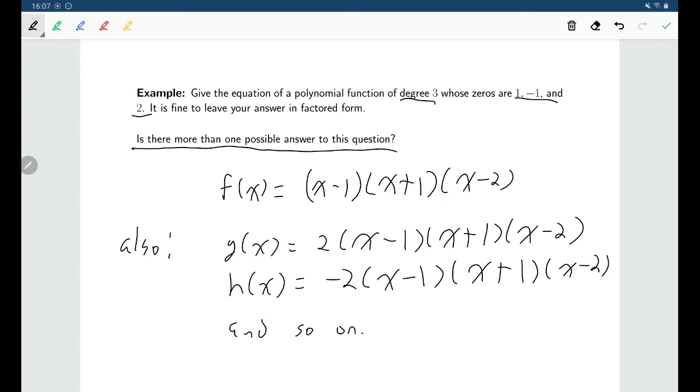So, is there more than one possible answer to this question? Yes, and not only is there more than one, there's infinitely many. Take whatever f of x that I have and multiply it by whatever your favorite constant is. That will give you another function with the same x-intercepts and with the same degree.